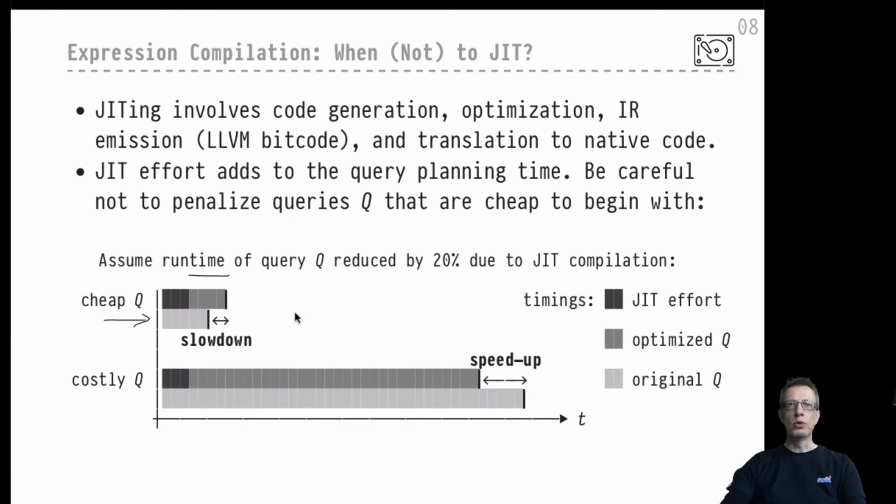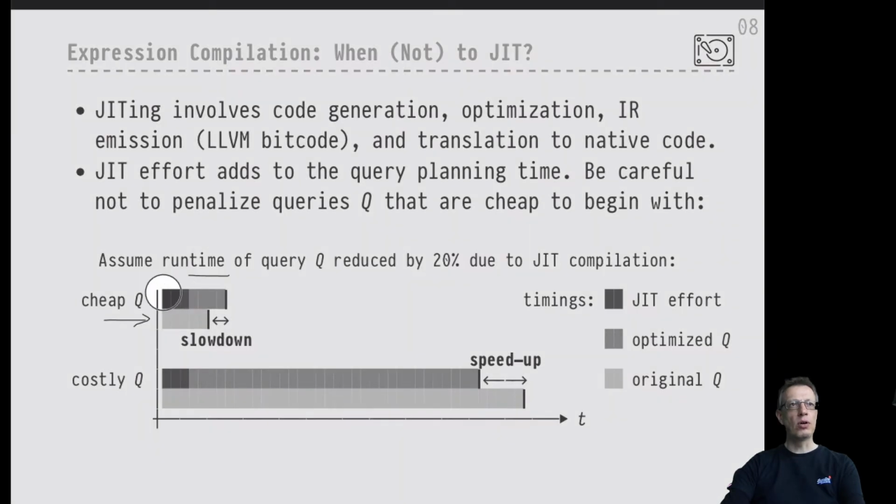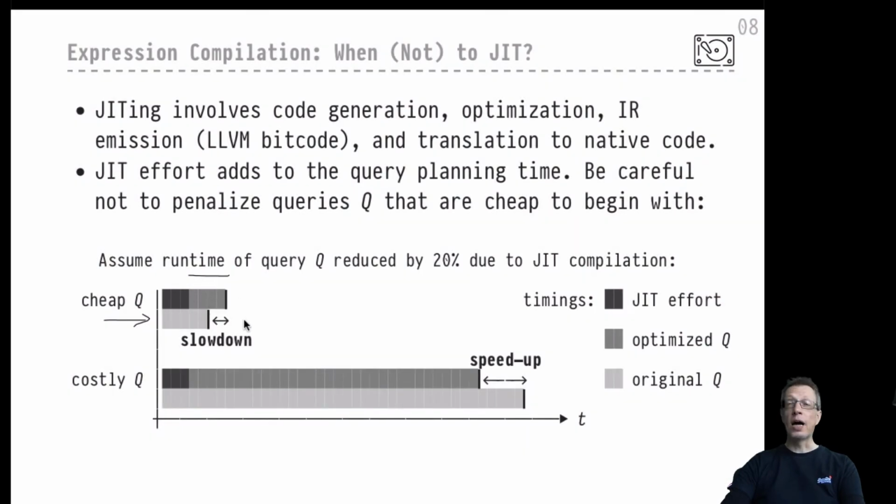original runtime would remain. We would have to invest in JITting, however, and that would be the dark section of this time bar here. Adding this JITting overhead to the 80% of runtime that remains of our cheap query queue indeed adds up to something that would be slower, that would take longer than the original unjitted query. We would indeed find a slowdown of the overall evaluation of this cheap query queue, and all the JITting would have to be invested in vain. We would rather not apply JITting for such queries.